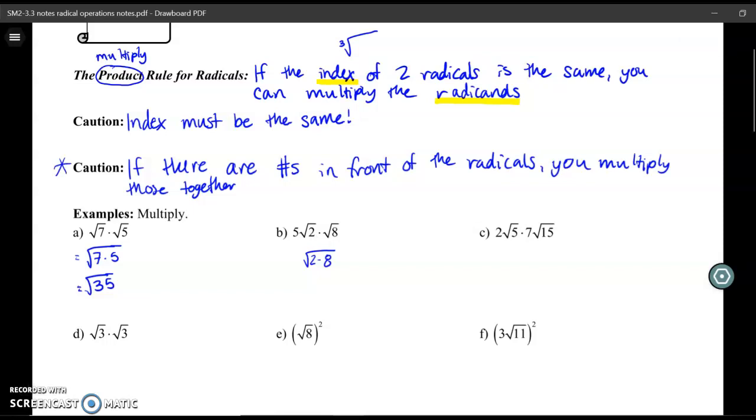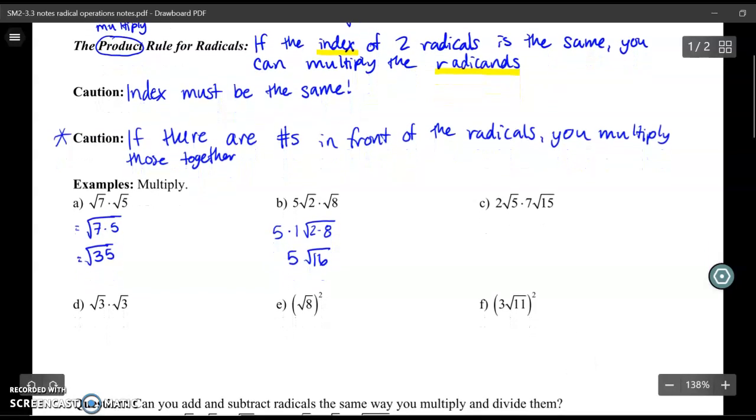And the 5 is what I'm talking about with this second caution up here. There's a number in front of the radical. So I'm going to multiply the 5 by the number that's in front of the square root of 8. And that number is actually a 1. Right? So then we can simplify this to 5 square root of 16.